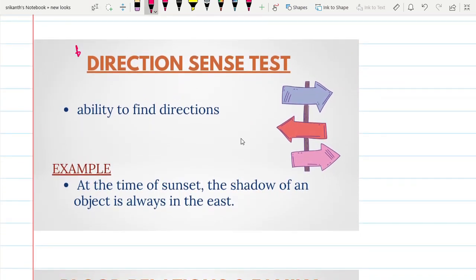Next is the direction sense test, the ability to find directions. Let's say you have moved a certain distance north, then you went east, then again you went to the southwest direction. What is the final direction from the point where you actually started? This is how you sense direction, whether you are able to interpret directions. This is an example of a direction sense test. Another example: at the time of sunset, the shadow of an object is always in the east, because the sun will go in the west, so the shadow will be in the east.